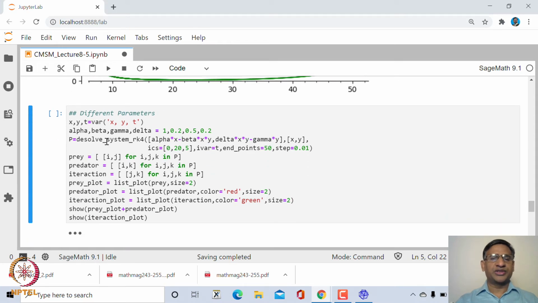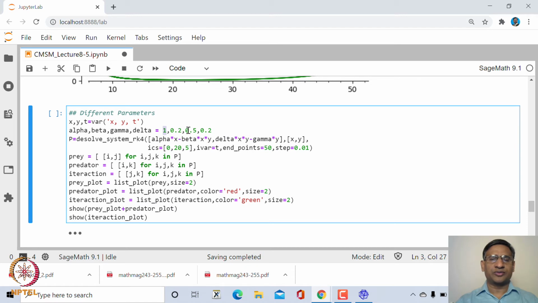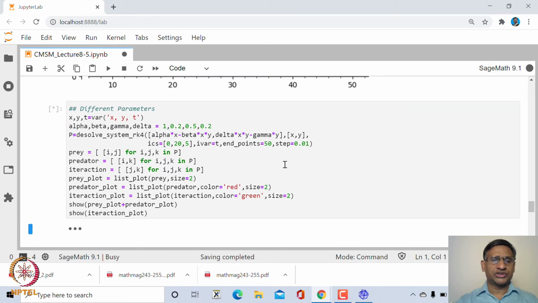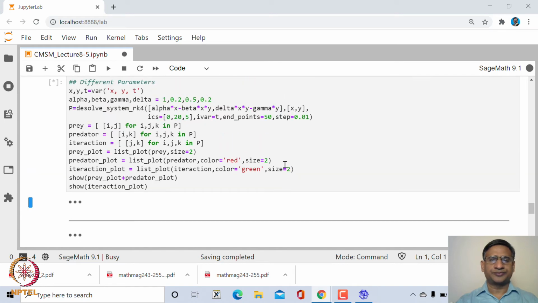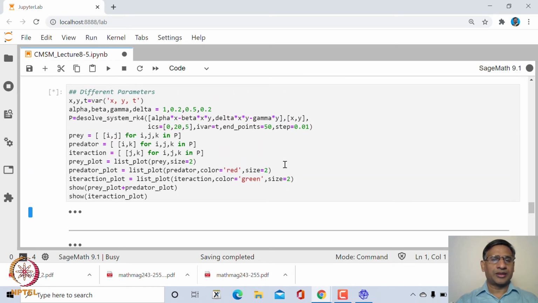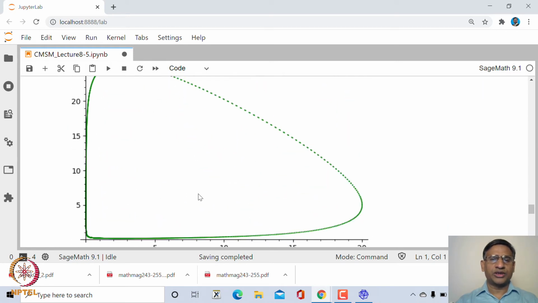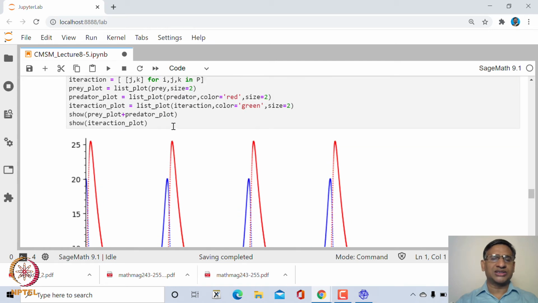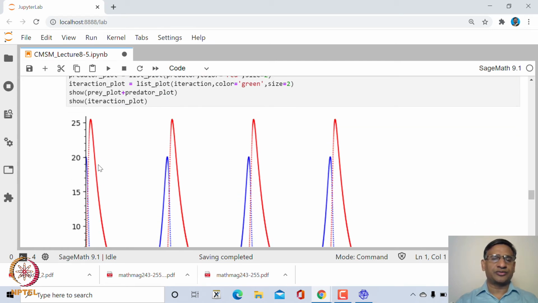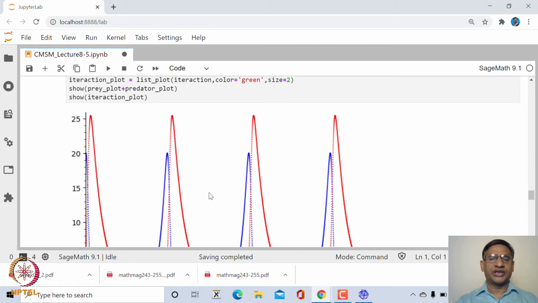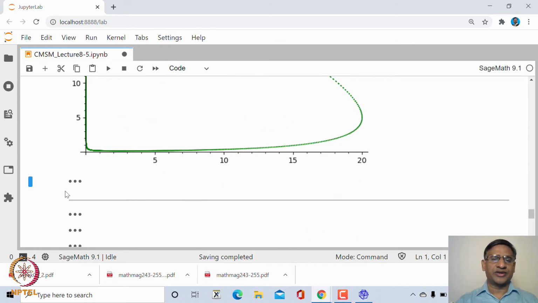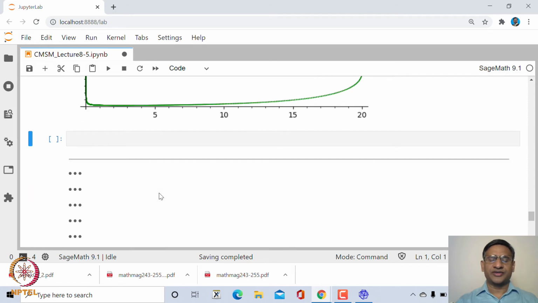And you can explore with different parameters. For example, let us take alpha to be 1, beta to be 0.2, gamma to be 0.5, and delta to be 0.2, and then when you try to plot all this together, again, right, this is how it looks like now. So you can look at the effect of these parameters on the growth of predator and prey, right, by exploring different parameters.